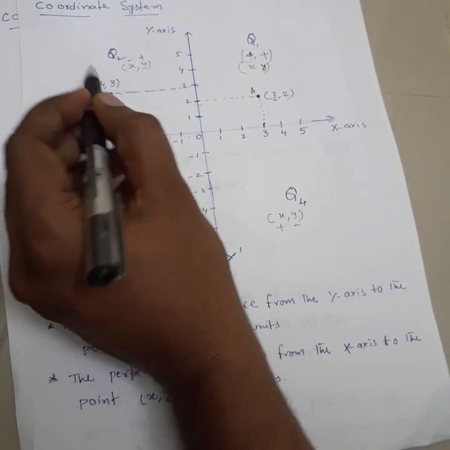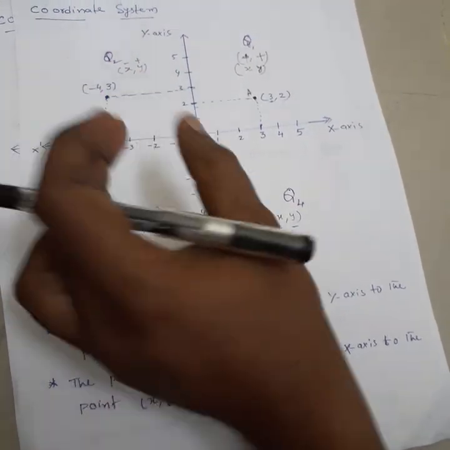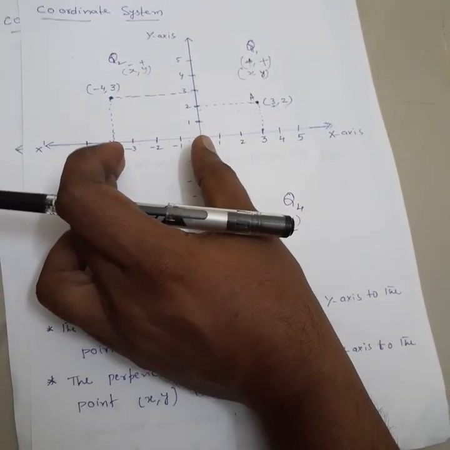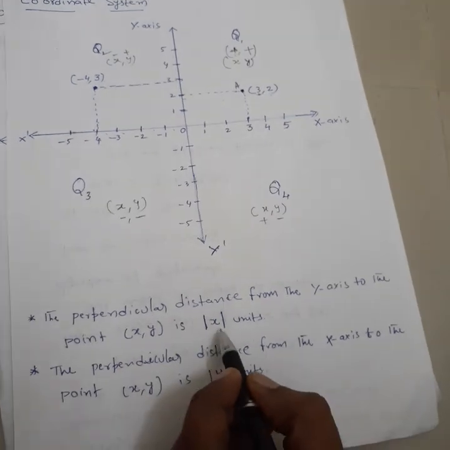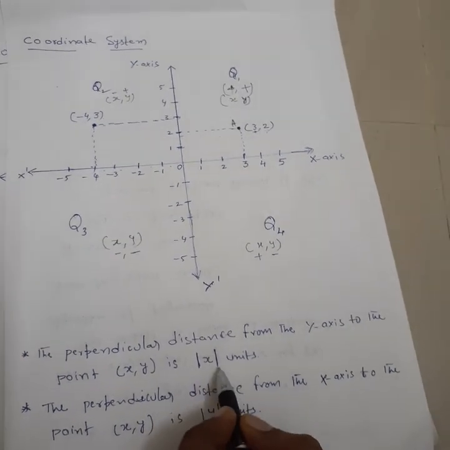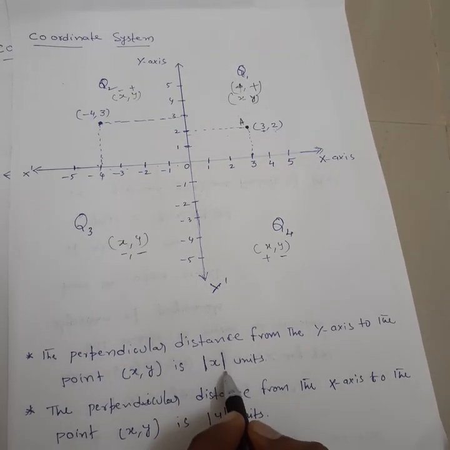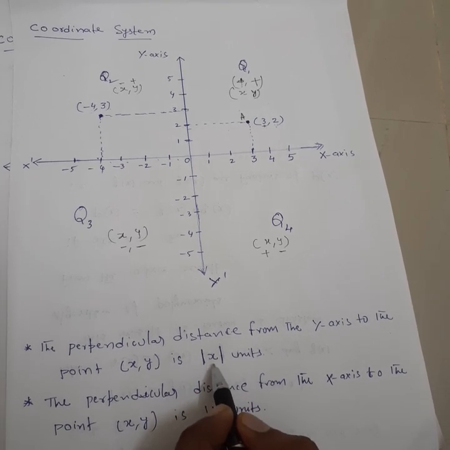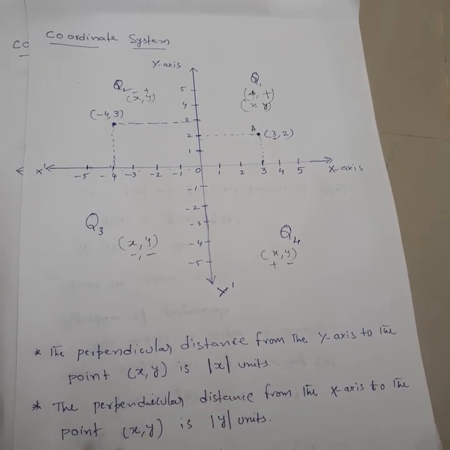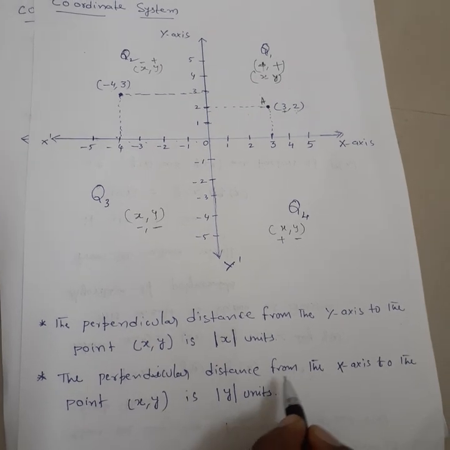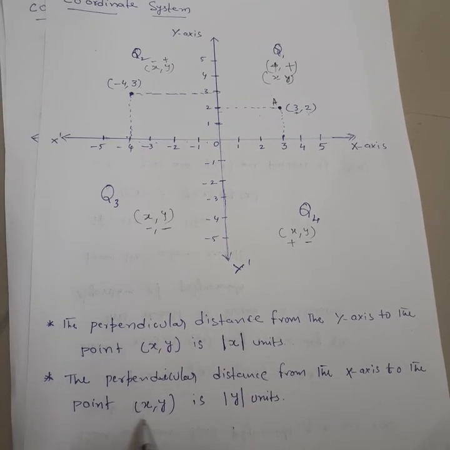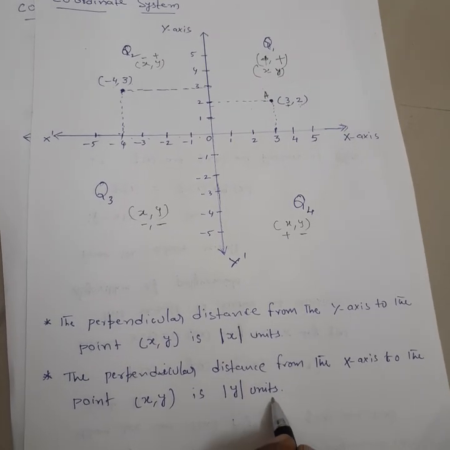Why? The minus sign is used to show the direction. But the length, the distance covered, is always positive, so we should use the modulus or absolute value symbol. Even for a negative coordinate, the distance is never negative, so we need to use modulus. The perpendicular distance from the x-axis to the point (x, y) is modulus y units.